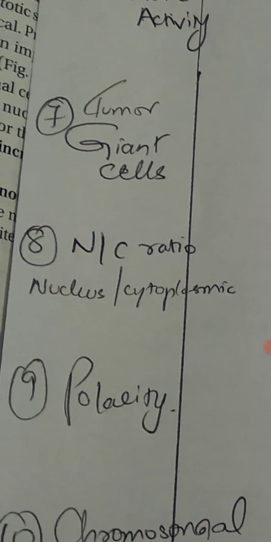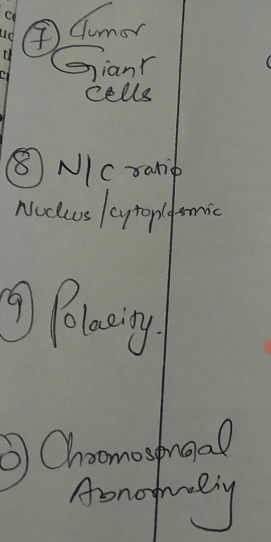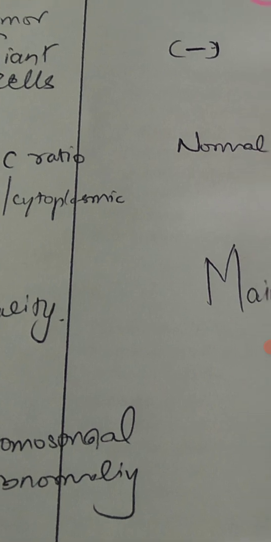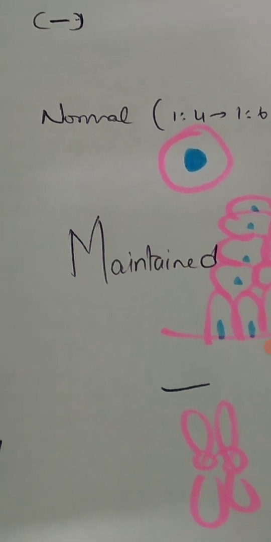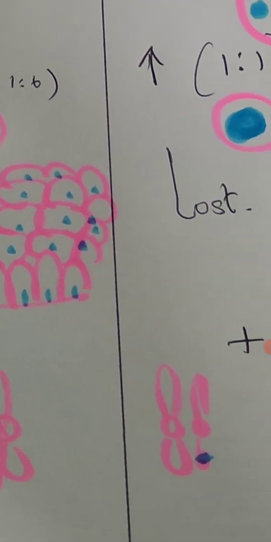The next difference in case of microscopy is chromosomal abnormality. Chromosomal abnormalities like trisomy, disomy, monosomy, various deletions, isochromosome, ring chromosome, all these kinds of chromosomal abnormality are absent in case of benign tumor, but usually present. Some kind of chromosomal abnormality is present in case of malignant tumor. So this is the summary of the microscopic difference between benign and malignant tumor.